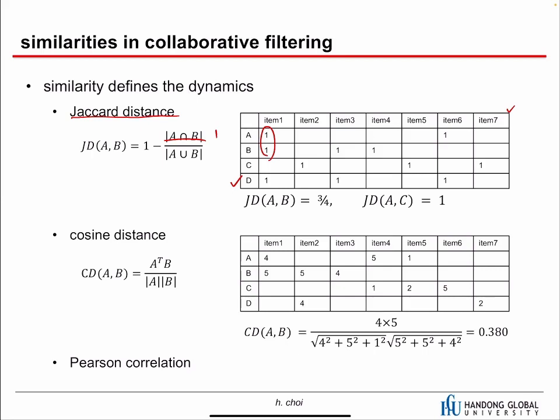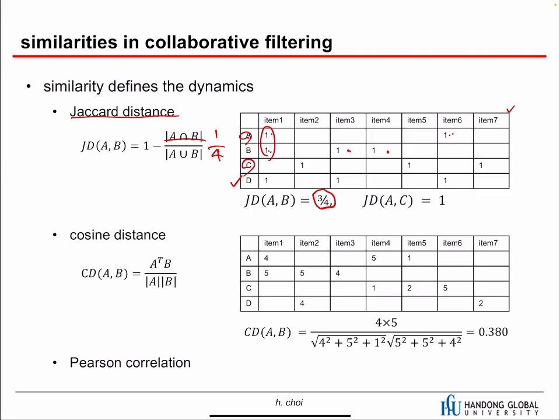And how many items do we have? A likes item 1 and item 6, and B likes items 1, 3, and 4. So the union is 1, 2, 3, 4. So 1 minus 1 over 4 is 3 over 4. That is the distance.